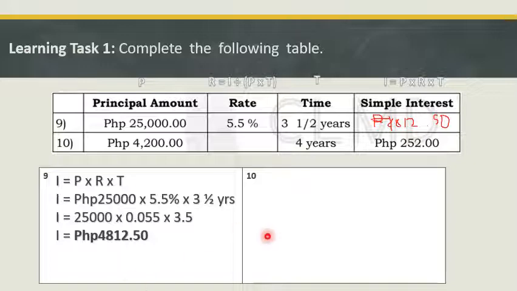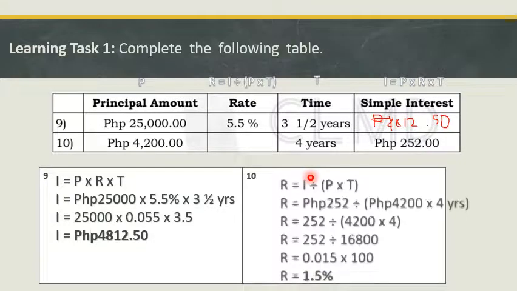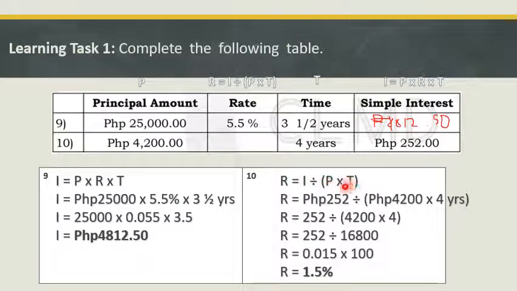Then, sa number 10, ang nawawala naman is rate. So, paano yung rate? Pag multiply nyo muna yung principal at saka yung time, then i-divide nyo siya sa interest. So, we have I divided by the quantity of P times T. Ang I natin is 252 pesos. Ang ating P is 4,200. Ang ating time is 4. Ngayon, multiply muna natin yung 4,200 sa 4. So, makuha natin yung 16,800. Then, 252 divided by 16,800 ay magiging 0.015.